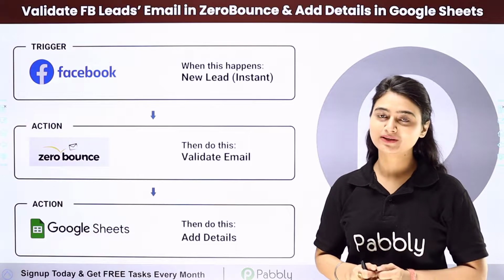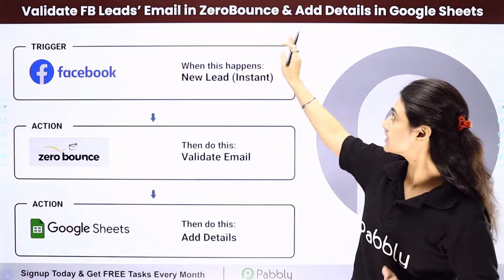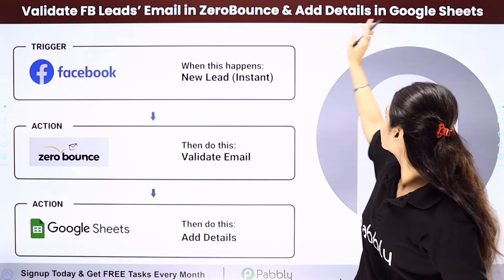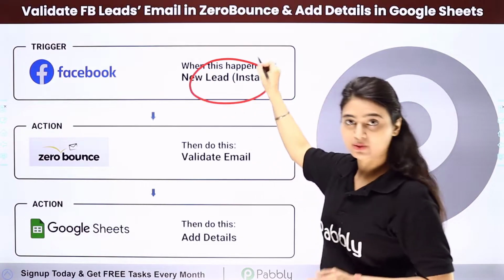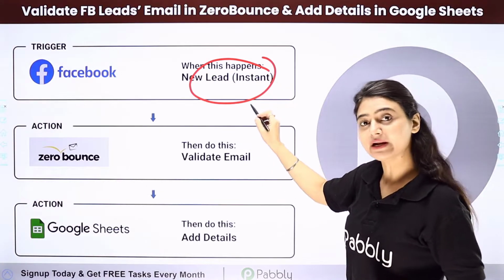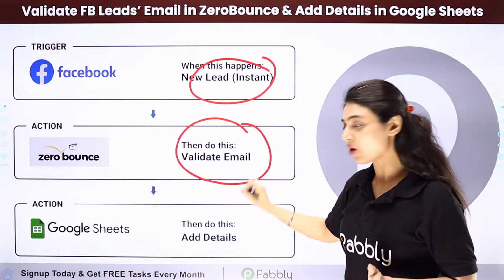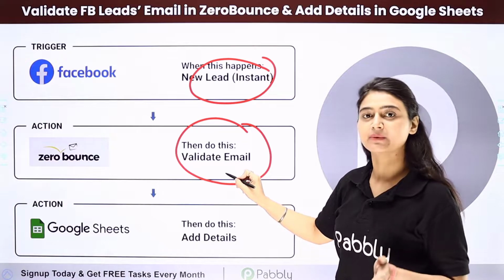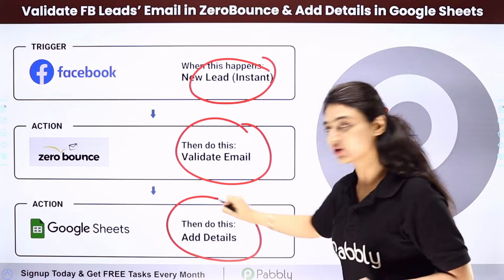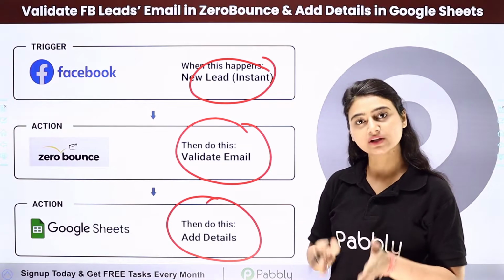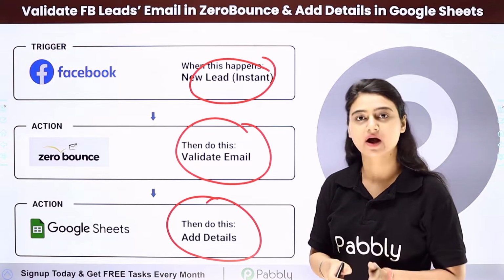In this video, we will learn how you can automatically validate Facebook leads' email in ZeroBounce and then add details in Google Sheets. So let's say you want every time a lead is generated via Facebook lead ads, their email address should first be validated via ZeroBounce, and then all the lead's details, let's say the lead's name, email address and their validation status, should be added here in Google Sheets so that you can have all the leads' data in one place and you can accordingly use them for your future marketing campaign.